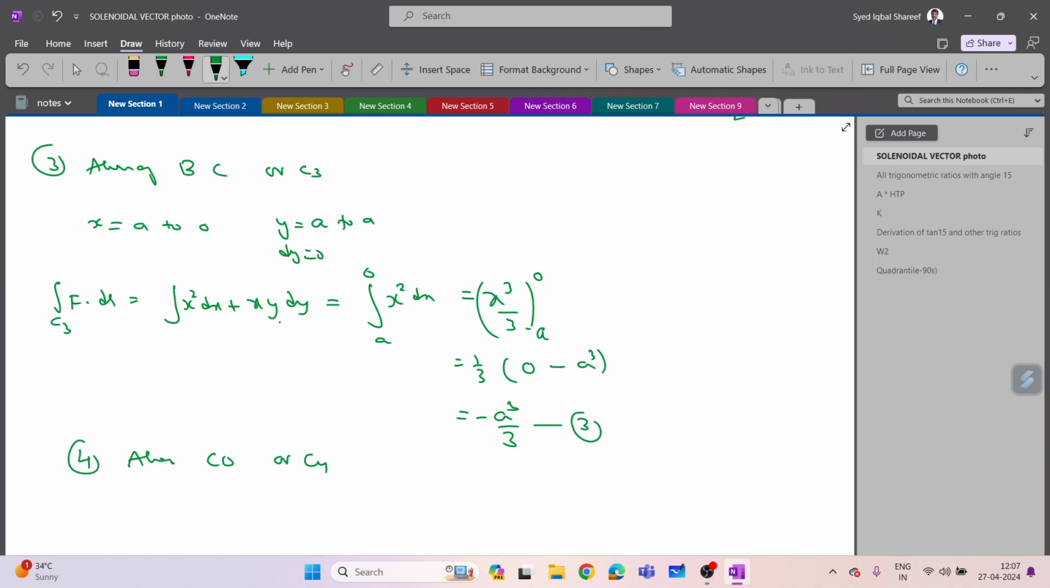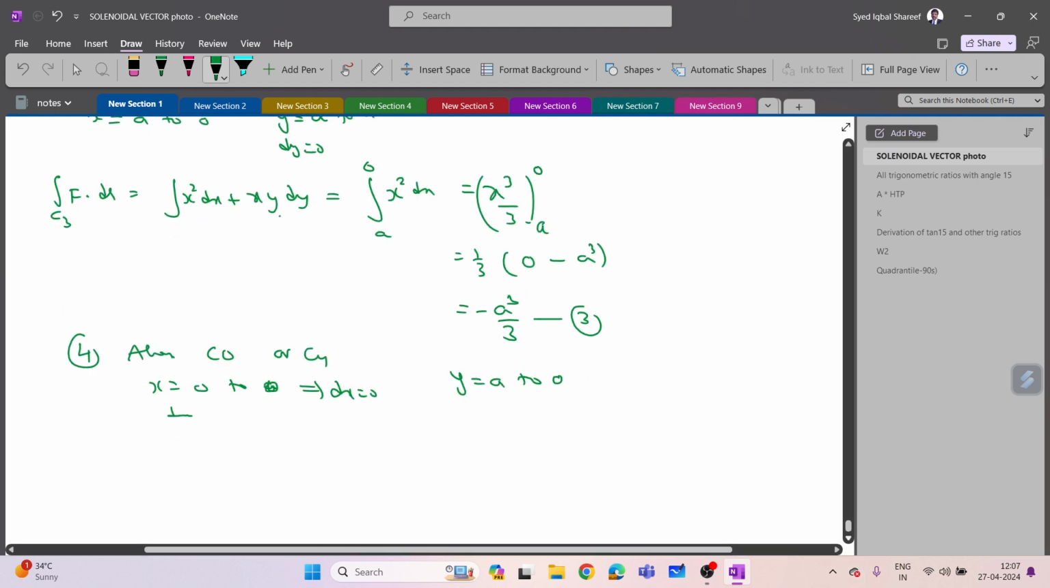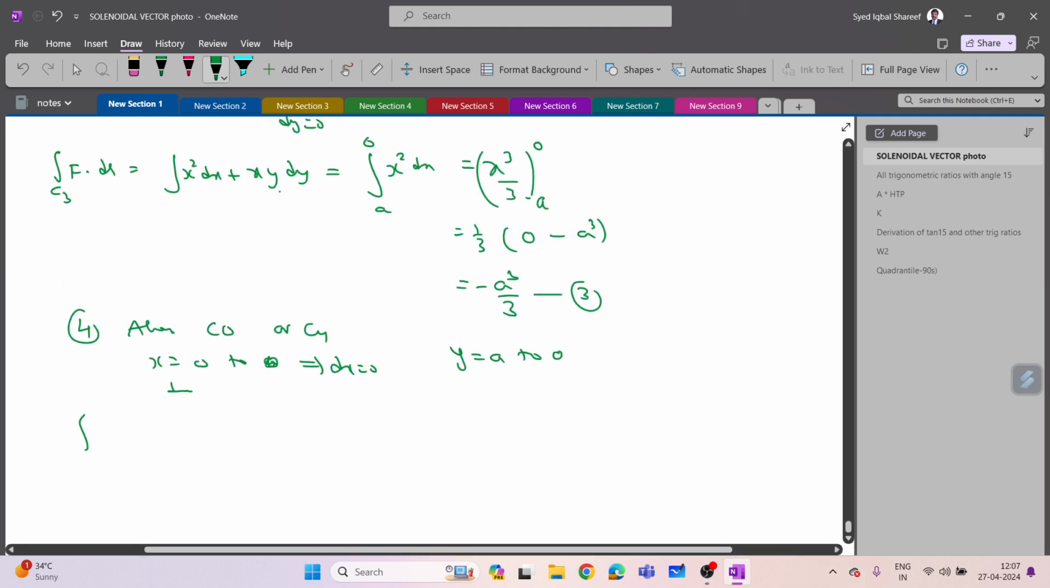Along C4, x equal to 0 to 0. That means 0 to 0, so x is constant. So that means derivative of x is 0. And y equal to a to 0. Please make a note. Not 0 to a, but a to 0. So along the curve C4, f dot dr.